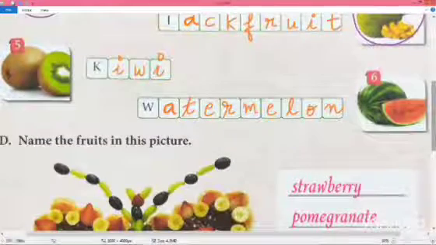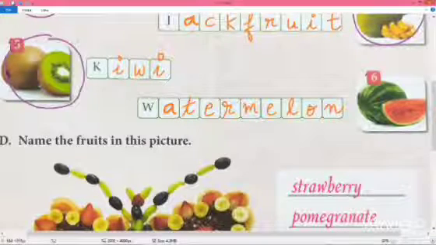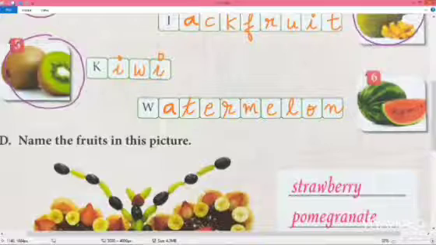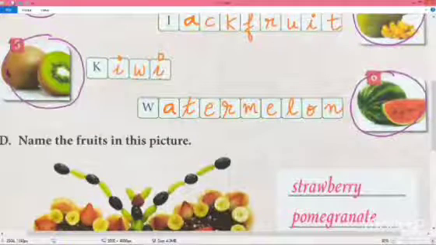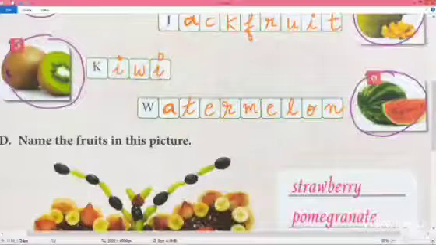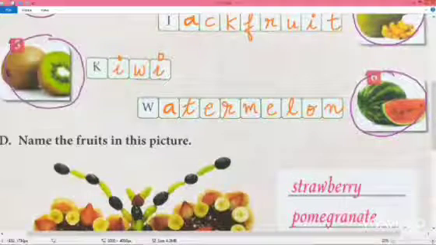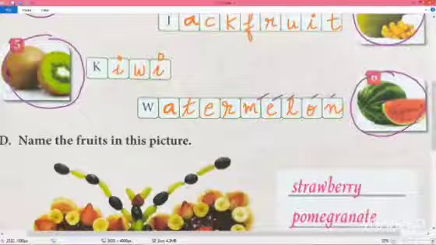Now what is the next fruit? Fruit number 5 is kiwi. Kiwi. Number 6 is a watermelon. We eat this fruit during summers. So what is the spelling? Water, melon.